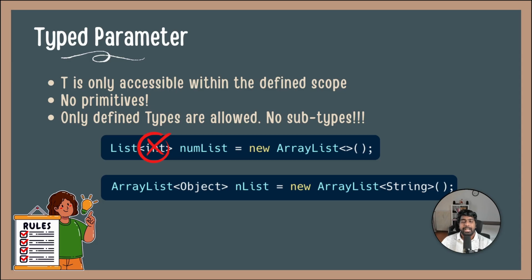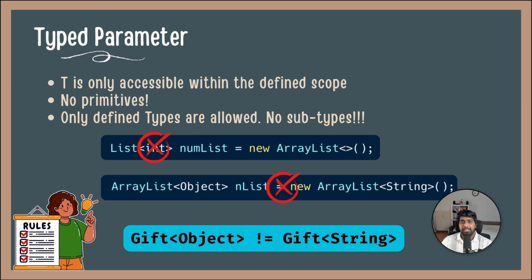Here is the most interesting rule when it comes to the type parameter. Here you can see I have created an array list of strings and am trying to assign it to a variable of type array list of objects. This is not allowed because when it comes to generics, you cannot think about the inheritance for those generic types. Generic type is an independent type which is bound to that class type. In this case, the array list of objects is not equivalent to the array list of something else. According to our last example, the gift of objects is not equivalent to the gift of strings.